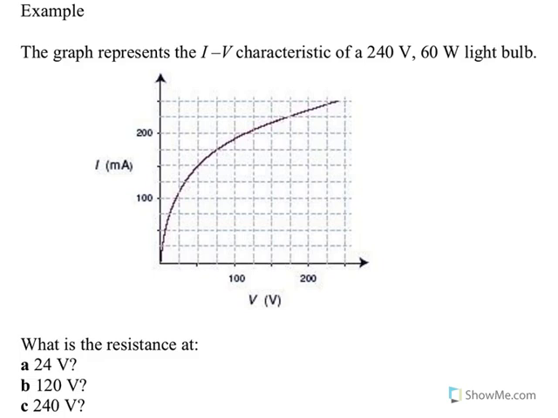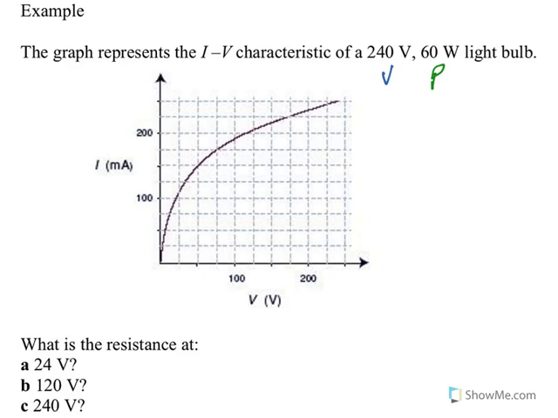Alright, so here is our example. And it says the graph represents the IV or the VI characteristic of a 240 volt 60 watt light bulb. So we've got some information here. We've got voltage, and here we've got power. Alright, so that's what it's rated to anyway. It may not necessarily be operating optimally at that, but that's what it's rated to. Okay, so what is the resistance at 24 volts?